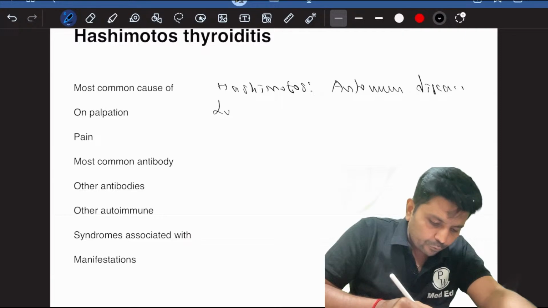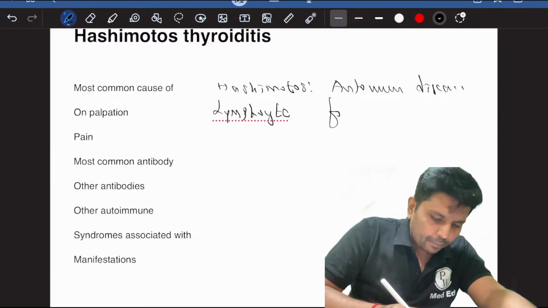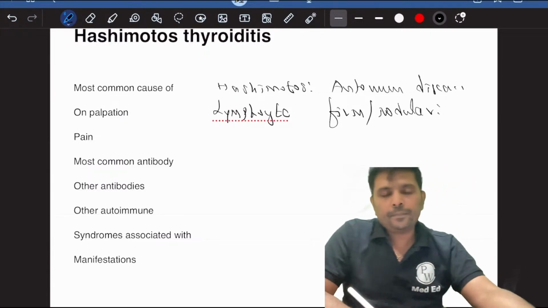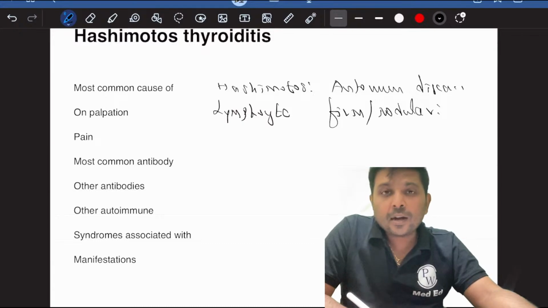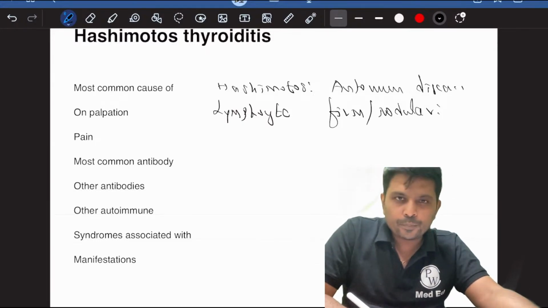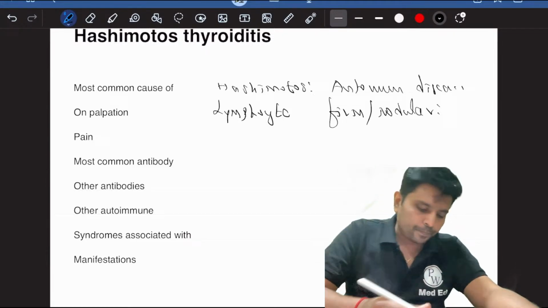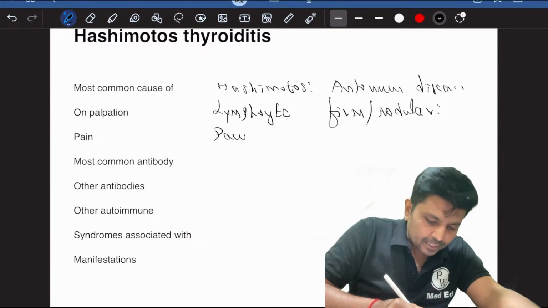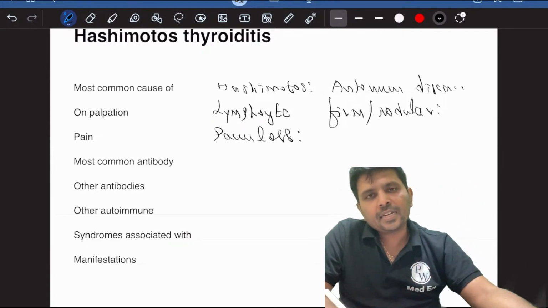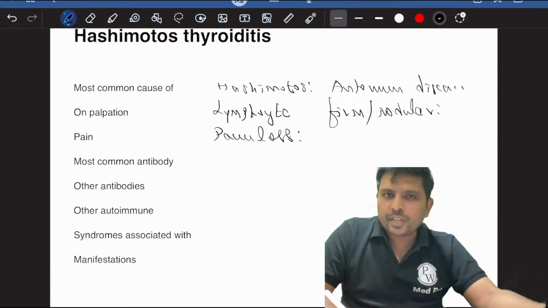Because of the lymphocytic infiltration, the thyroid will be firm and nodular. Whenever any girl presents with firm and nodular goiter in and around peripubertal age group, it should be considered as a case of Hashimoto's thyroiditis. Always painless. Painful thyroiditis is less likely to be due to autoimmune or Hashimoto's thyroiditis.